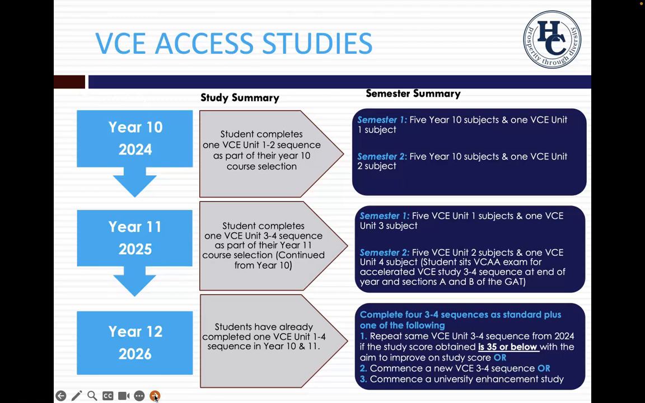For our VCE Access study students, moving from Year 10 into Year 11, their subject selection will be slightly different. They will be selecting 5 of their Unit 1 and 2 subjects, plus continuing on with their VCE Access subject at a Unit 3 and 4 or a Year 12 level. Moving beyond that into their final year of schooling, these students have the option to potentially repeat their VCE Access subject, complete a new VCE subject, or potentially take up a university enhancement subject.